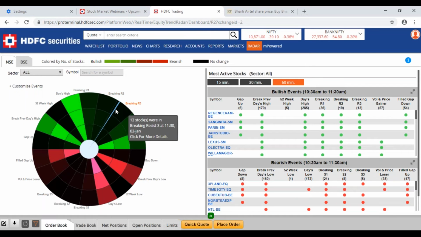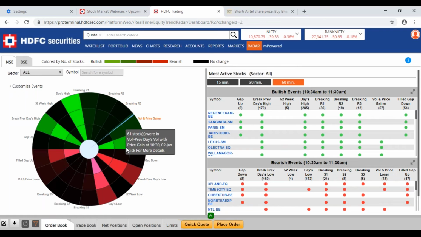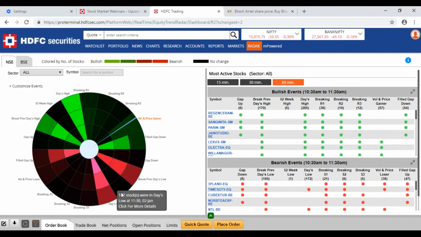Similarly, a trader is a person who not only takes advantage during the bull market, but also takes advantage when there is a bearish market. So similarly, you can see out here the stocks which have been at 52-week low or have broken the day's low, followed by S1, S2 and S3. And on the right hand side, you can see the stocks are listed on the bullish event as well as bearish event, the stocks which have crossed the maximum number of events. So this first stock would be the stock which has crossed the most. It has qualified under gap up, breaking previous day's high. Similarly, day's high followed by R1, R2 and R3.